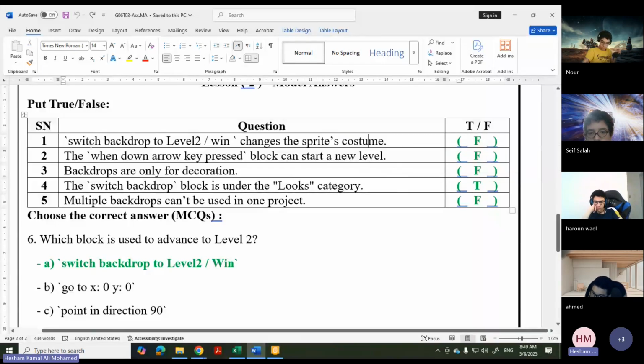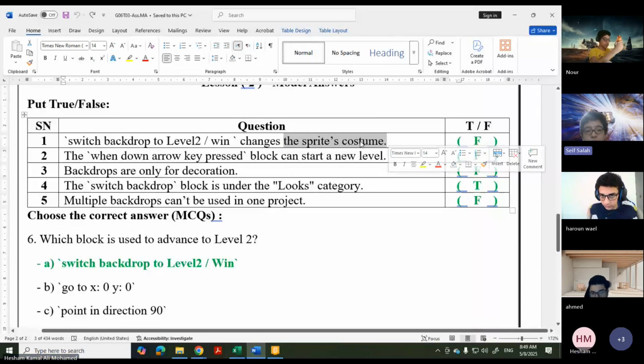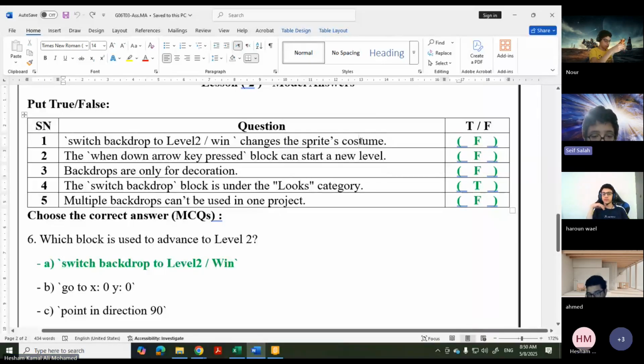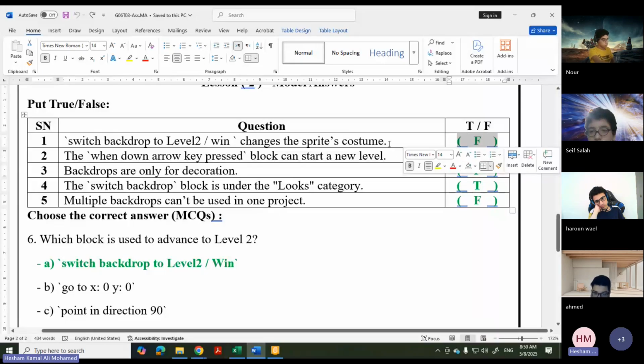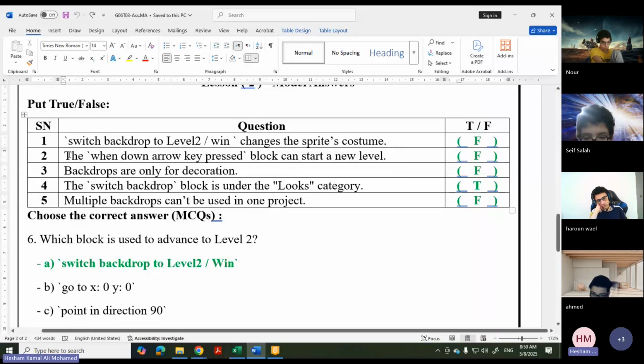There is a mismatch here. In the first part of the question, it says switch backdrop. At the end, it says change the sprite's costume. If it's only the first part of the question, it would be true. But with the second part, it's false. So we are looking for either a match or a mismatch. In our case, there is a mismatch. That means the answer would not be correct, it would be false. If we have a match, the answer would be true.